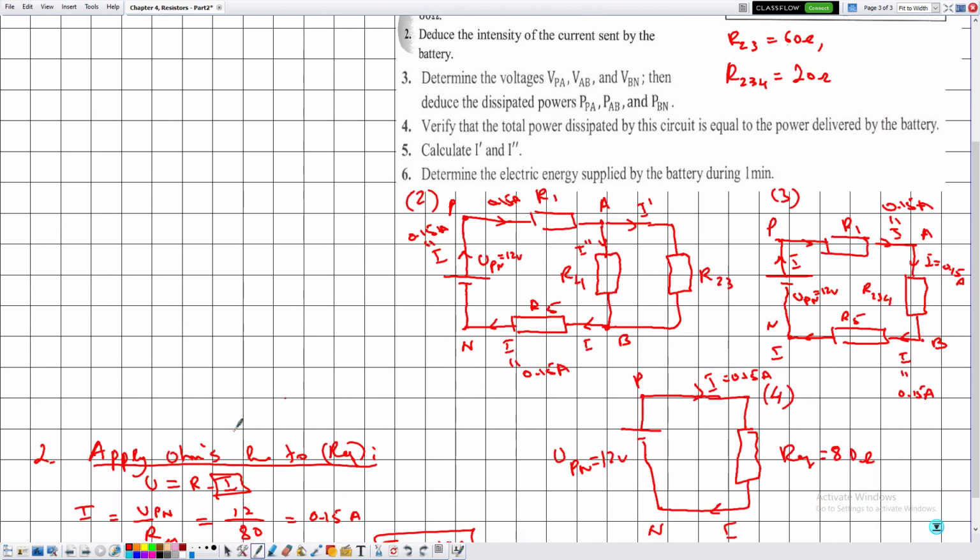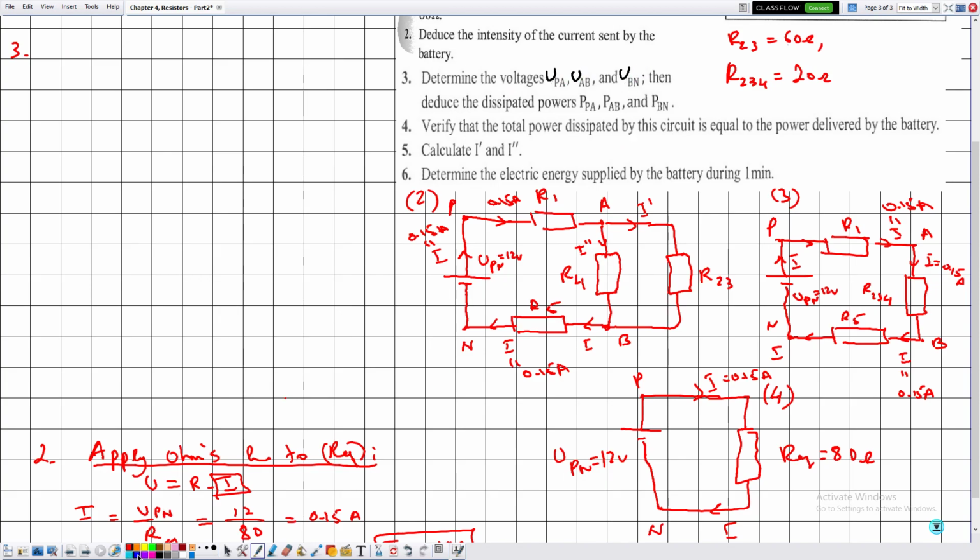Let me also change the notation here. They are writing V, it should be U. So this is U, U, and U. And now in number 3, determine the voltages UPA, UAB, and UBN.